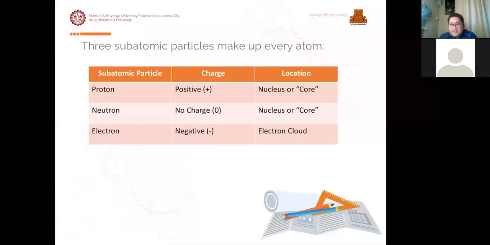So kapag nag-meet sila, or halimbawa positively charged yung isa, ibig sabihin mas madami yung number ng proton, mangyayari is mag-a-attract sila and isa-share ni particle na negatively charged yung electron niya to the particle who is positively charged to equilibrate yung number ng protons and yung number ng electrons in both particles. Okay?